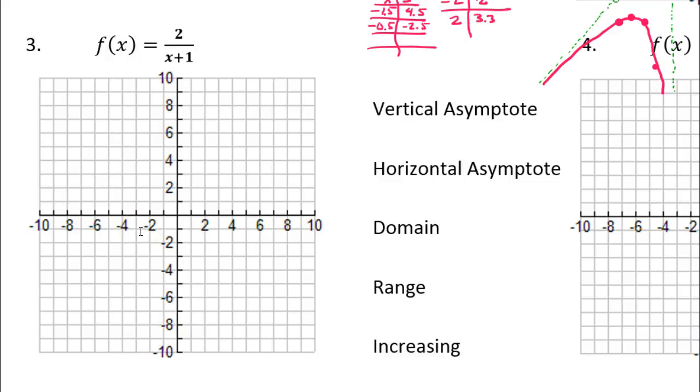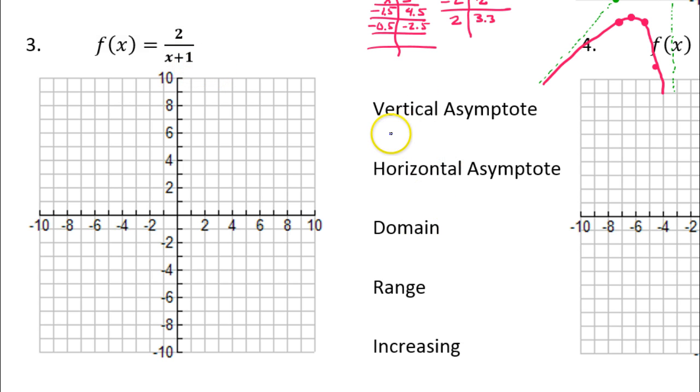Alright, in this video we will graph another rational function, specifically this one right here for number 3. I'm thinking this one should be relatively easy because there's nothing to factor or anything like that. It's pretty simple.